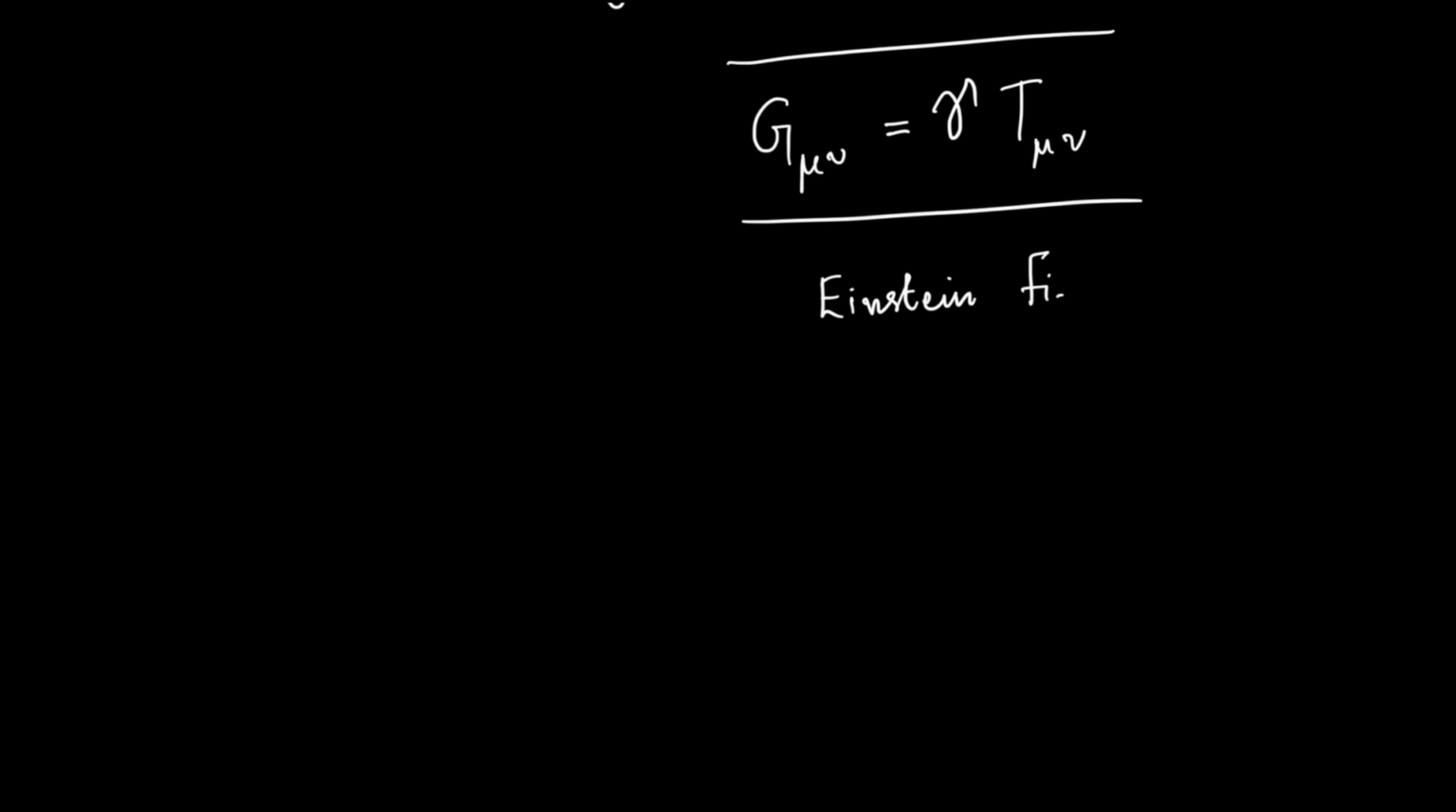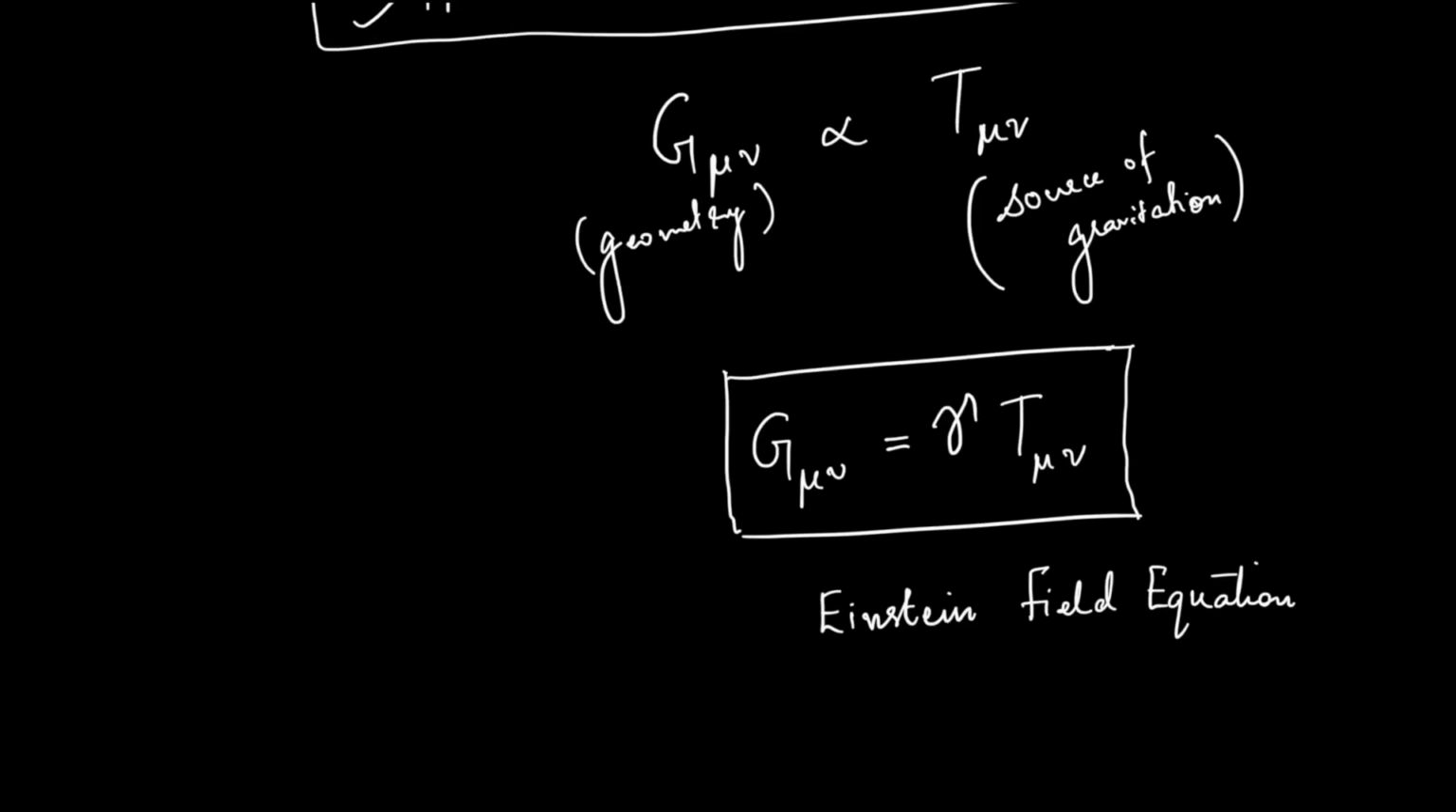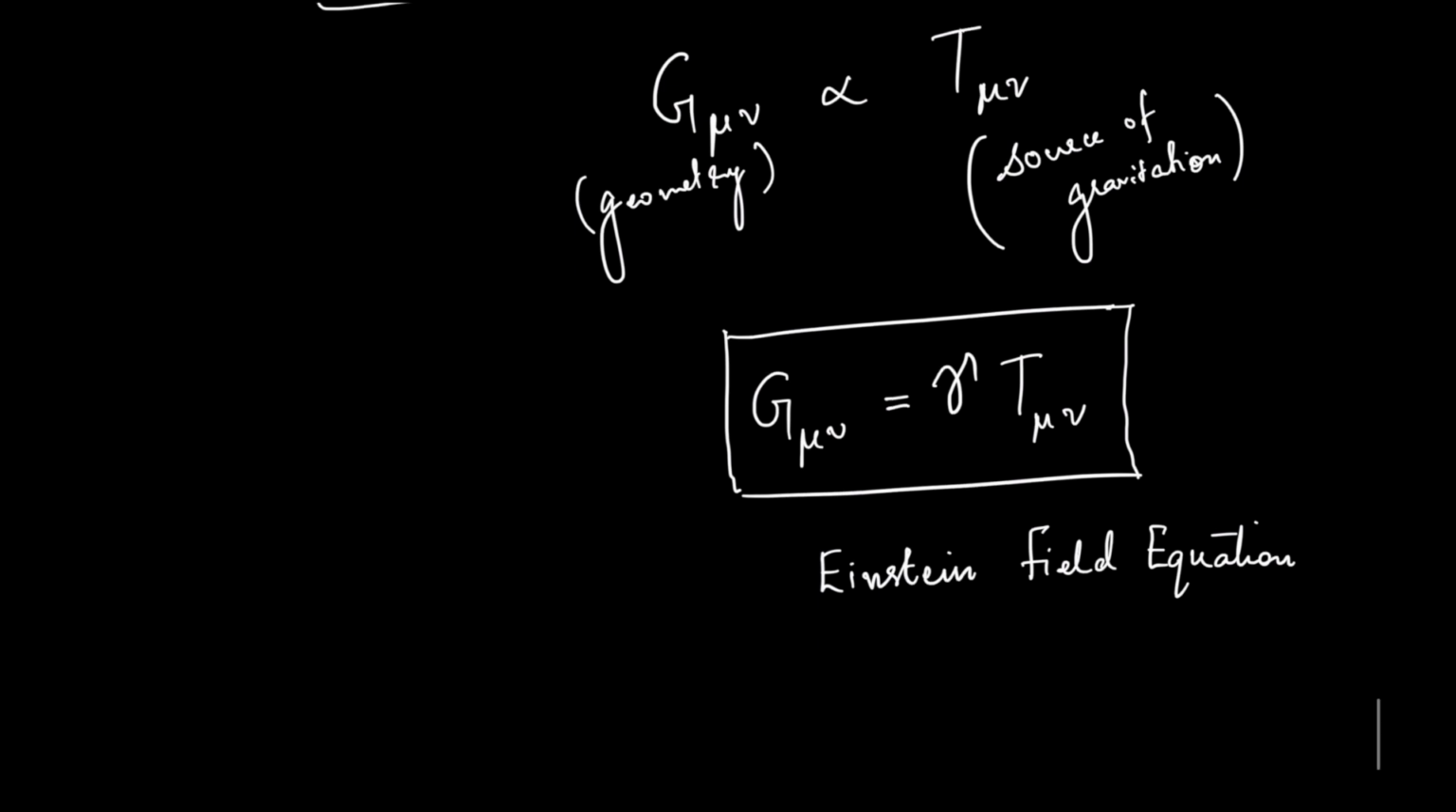Einstein field equation. G mu nu is equal to gamma times T mu nu is the Einstein field equation, which connects the geometry and the source. Geometry means the space-time, and the source of gravitation is the energy-momentum, the distribution of energy and momentum in the space-time.